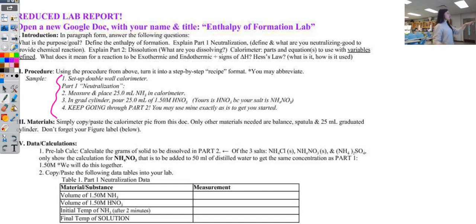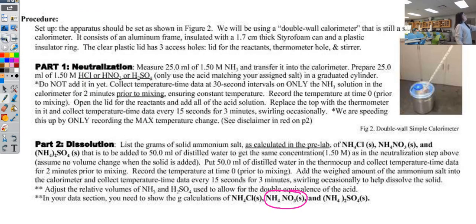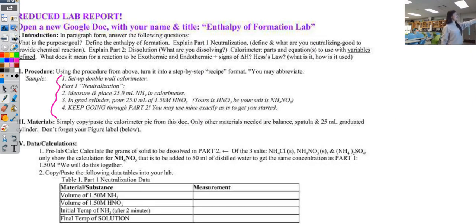Part one is neutralization. It says here that you are going to measure 25 mL of the 1.5 molar and transfer it into the calorimeter, and then prepare 25 mL of the other solution. So what I did was I said, measure and place 25 mL of NH3 in calorimeter. It can be abbreviated, it doesn't have to be complete sentences. 3, in grad cylinder, pour 25 mL of 1.5 molar HNO3. Yours is HNO3 because your salt is NH4NO3, so just remember that.